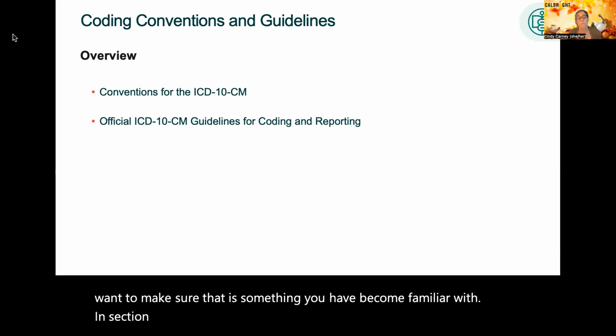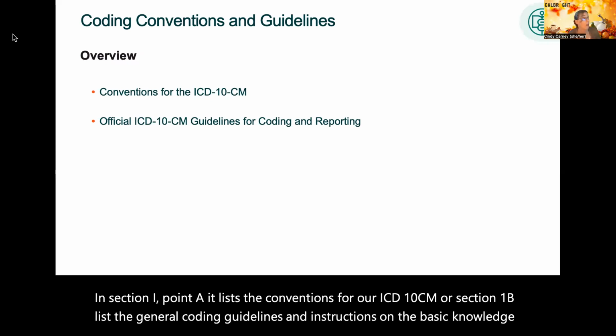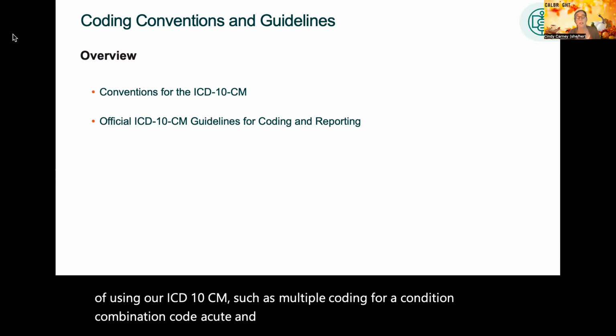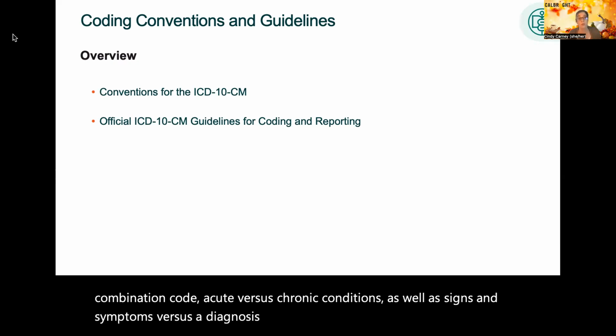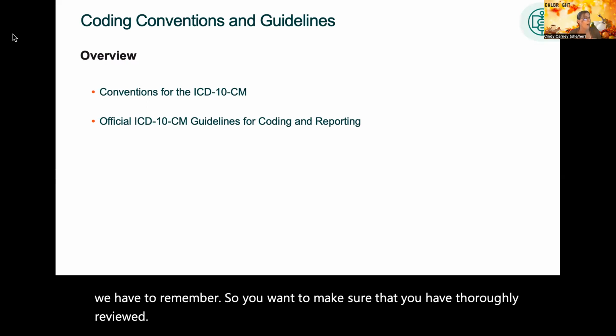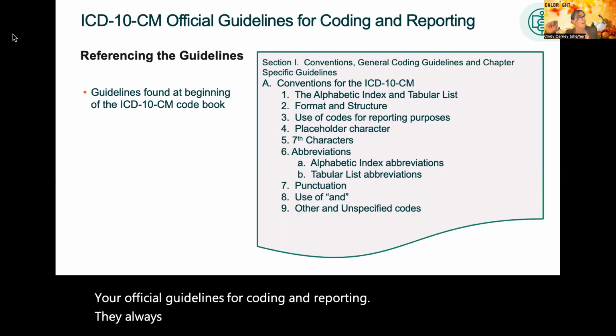In section I.A, it lists the conventions for our ICD-10 CM, and section 1B lists the general coding guidelines and instructions on the basic knowledge of using our ICD-10 CM, such as multiple coding for a condition, combination codes, acute versus chronic conditions, as well as signs and symptoms versus a definitive diagnosis. So that's something we have to remember. So you want to make sure that you have thoroughly reviewed your official guidelines for coding and reporting. It always goes back to the guidelines.